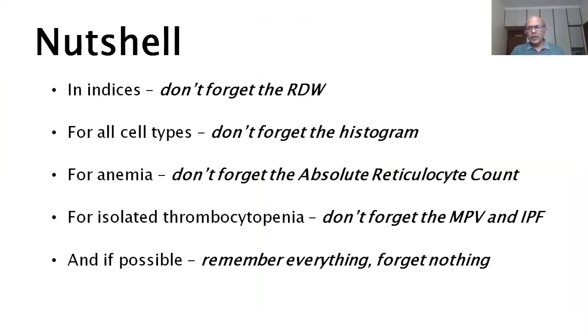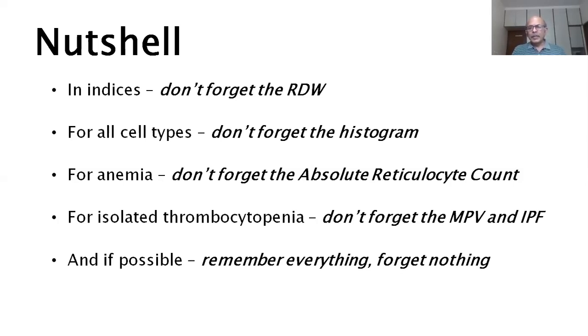So to summarize what I have told you, when it comes to indices, look at all the indices. Please don't forget to look at the red cell distribution width. Do not forget to look at the histogram. It will give you a lot of clues to what the machine has told you. And some of the erroneous things that the counter will tell you will be picked up on histogram reading.